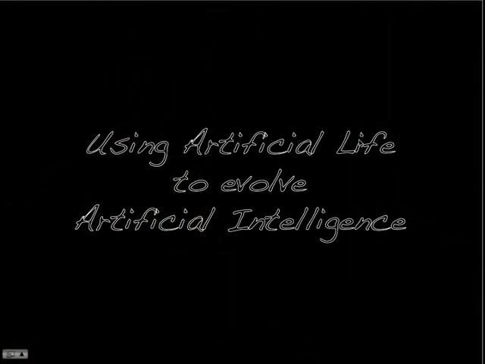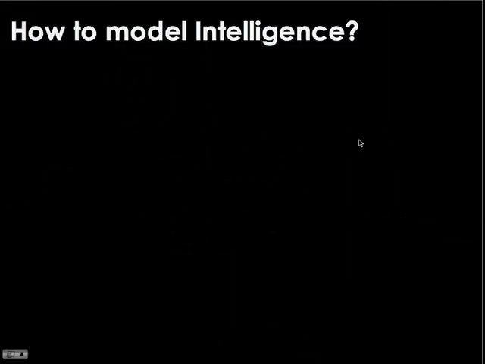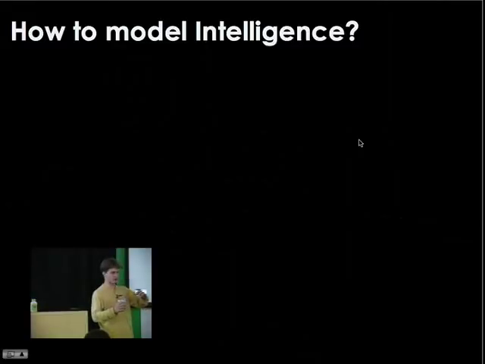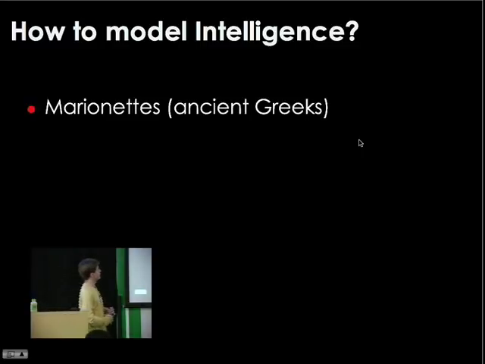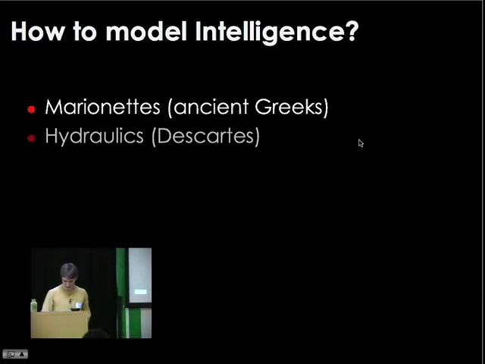So next is using artificial life to evolve artificial intelligence. Here's the idea. The first question is, what thing do we mutate and tinker with to force them to be intelligent? There have been lots of answers to this question. The Greeks said marionettes. And the strings, they're all deeply connected, and this is clearly the way you think about intelligence. And then Descartes said, oh, it's hydraulic. So the mind is like the sewer system, with these little compartments here and there. You can find lots of pretty art from that time all about it.